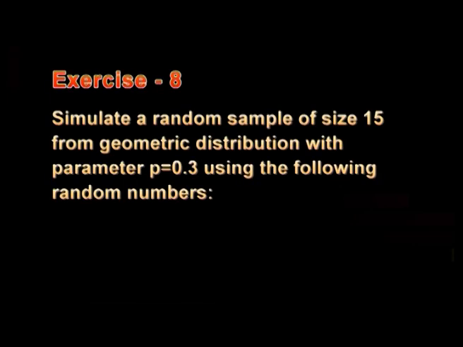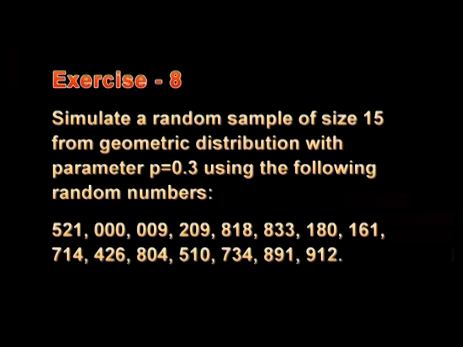In this problem, we have to simulate a random sample of size 15 from geometric distribution with parameter p is equal to 0.3 using the given random numbers 521, 000, 009, 209, 818, 833, 180, 161, 714, 426, 804, 510, 734, 891, and 912.